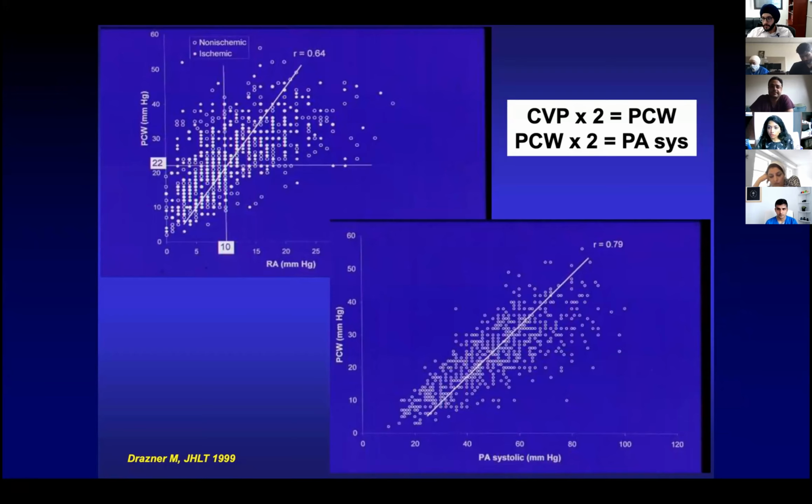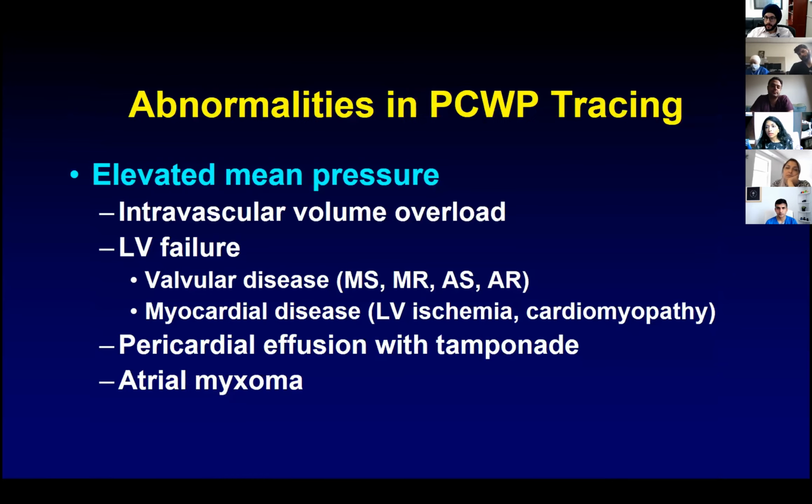This holds true. So if you're seeing a CVP that is more than half the wedge pressure, that should alert you to thinking that there's significant RV failure or something along those lines, out of proportion to the left-sided heart disease. And normally the PA systolic is also twice the wedge pressure. If you're seeing a PA systolic that is much greater than the wedge pressure, that should alert you to thinking that you have some pulmonary vascular disease like PAH or acute PE.